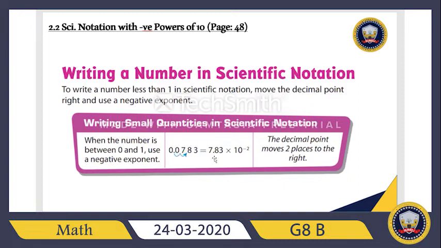Now, the result is 7.83. Look at this number. Is it between 1 and 10? Then the first step is correct. The next step is to find the power of 10. Since I moved to the right, then my power should be negative. How much? 2 places, so minus 2. The decimal point moves 2 places to the right.